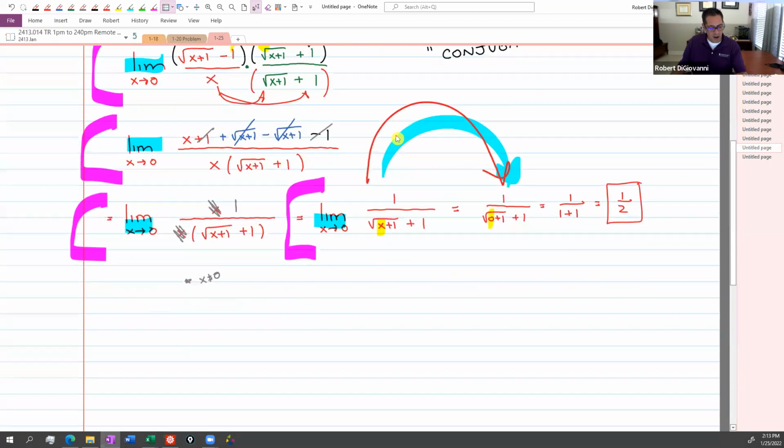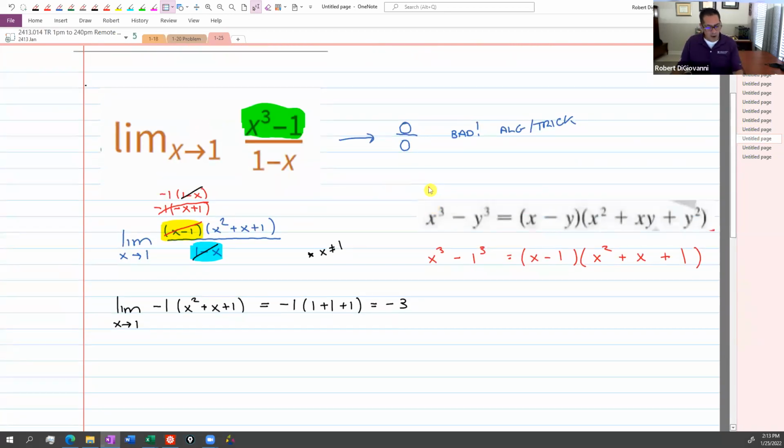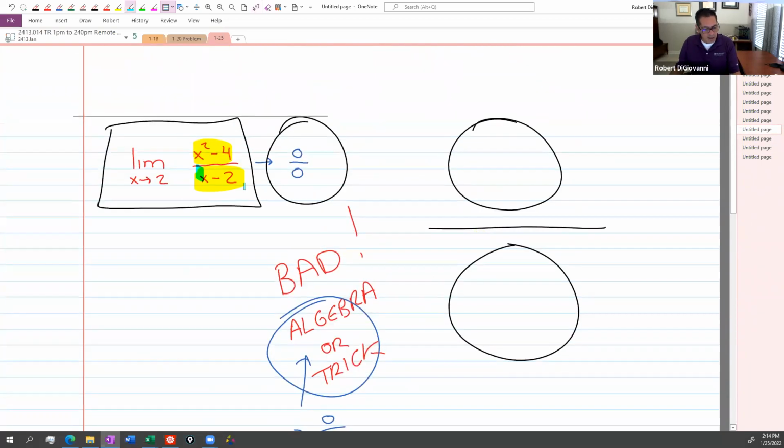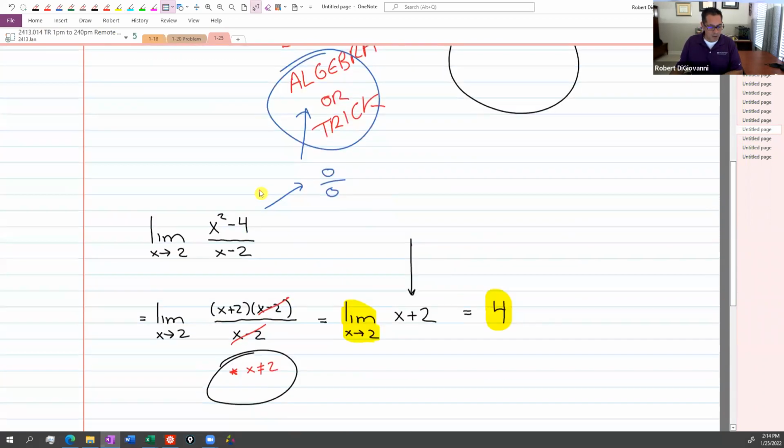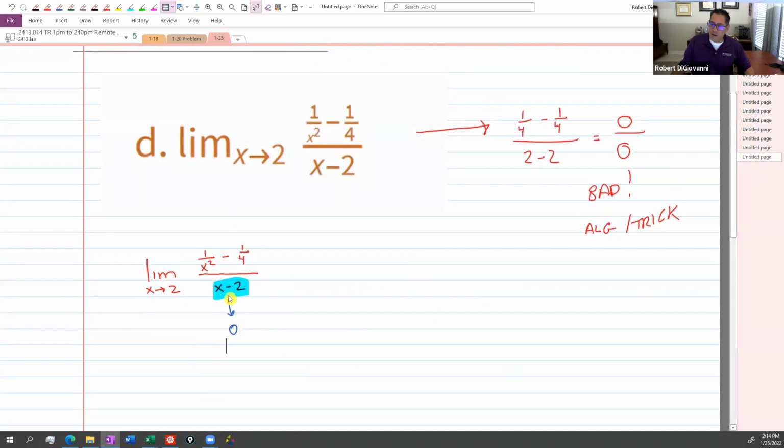So what did we do? Right here, we got rid of the x. We canceled it. On the previous problem, what was the problem? Oh, the 1 minus x gave us division by 0. So what did we do? We canceled it right there. The one before that, what was the problem? Oh, the x minus 2 is the problem, right? What did we do? Oh, we canceled it right there. So that's the theme of what we're trying to do. We're trying to get the x minus 2 to cancel somehow. So that's a very good observation, Landon.